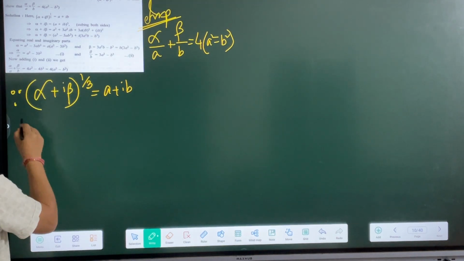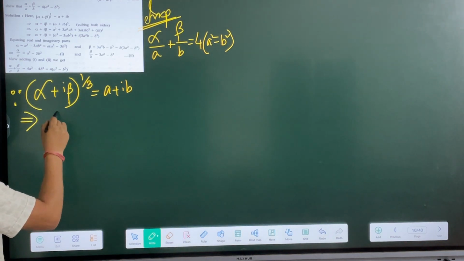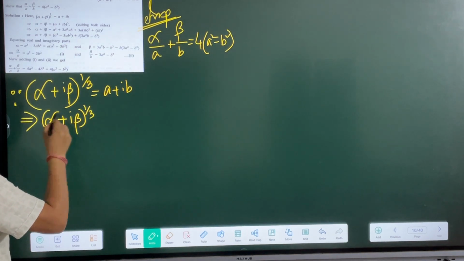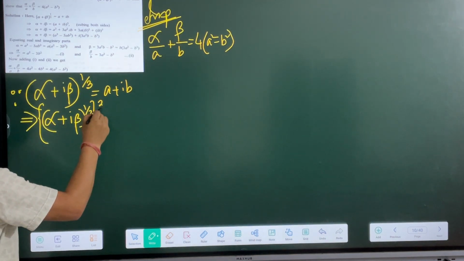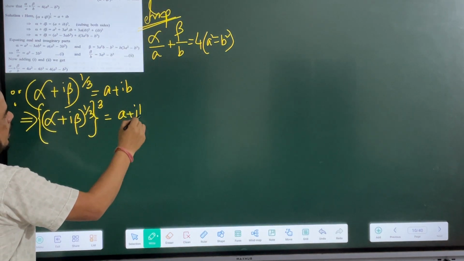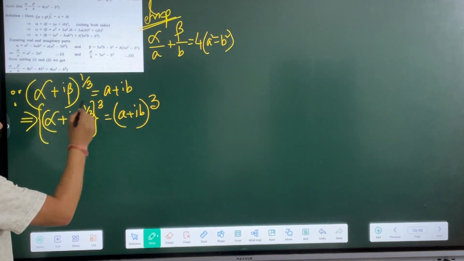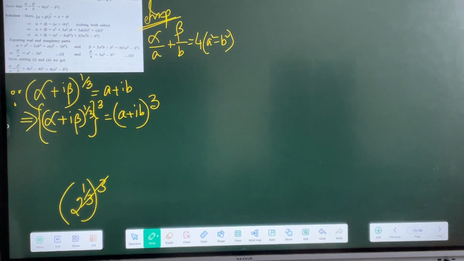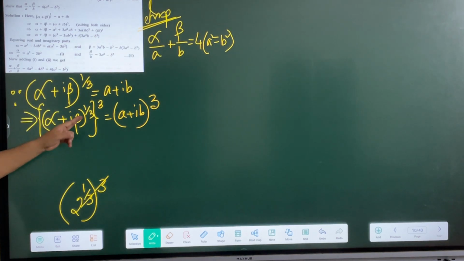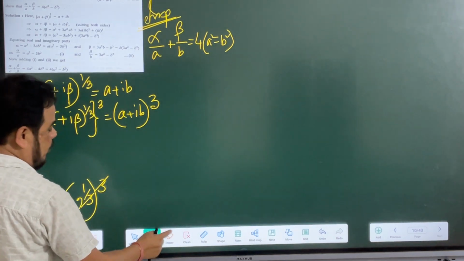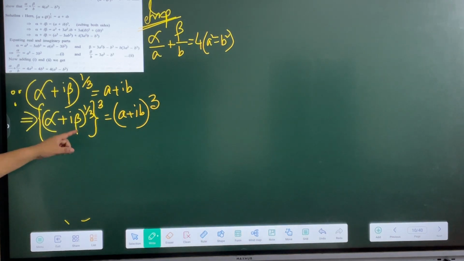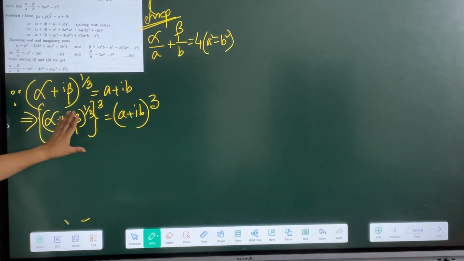Now, by looking at this we can understand that we have to do cubing on both sides. Why cubing both sides? Because here the power 1 by 3 is there. If we do cubing, then the 3 cancels. The power is a fraction, so we have to try to remove the fraction from the power. That is why cubing is done. Only because of that. There is no other option.